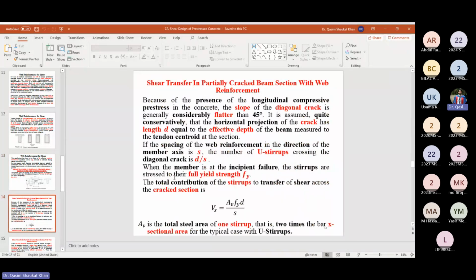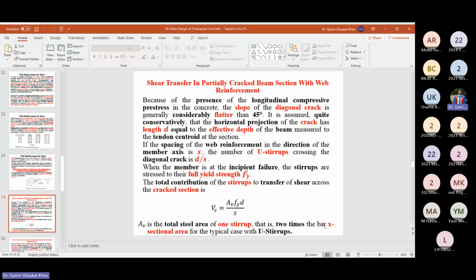So when the member is at the incipient failure, the stirrups are stressed to their full yield strength. This is an assumption based on the experimental and research results that when the member is at the incipient failure, the stirrups are stressed to their full yield strength, that is fy.